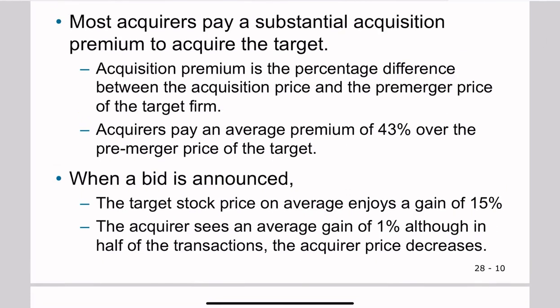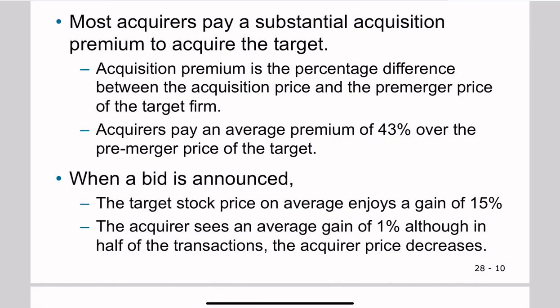Okay, let's see the price reaction to merger and acquisition. If a merger and acquisition is announced, then the target firm's price on average will enjoy a gain of 15%. And the acquiring firm will see on average a gain of 1%. And in half of these transactions, the acquirer's price will actually decrease.